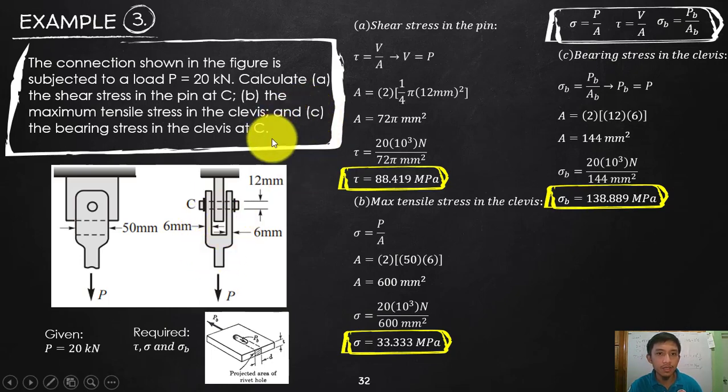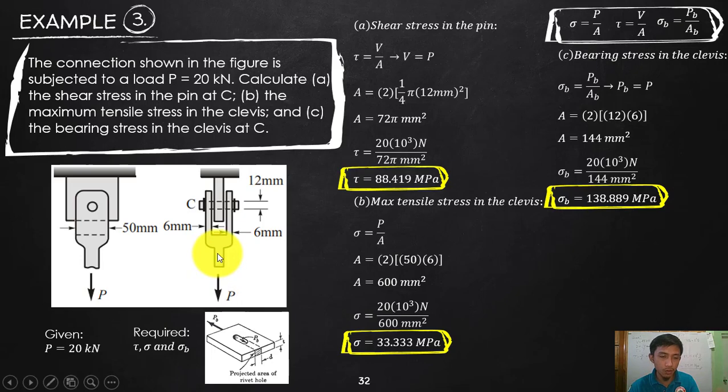And then C, we are going to find the bearing stress on the clevis at joint C, that is, of course, the contact of the pin and the clevis. Again, there is no given dimension here, so maybe that is assumed to be stronger compared to this part of the clevis. So let's start with A, the shearing stress on the pin.